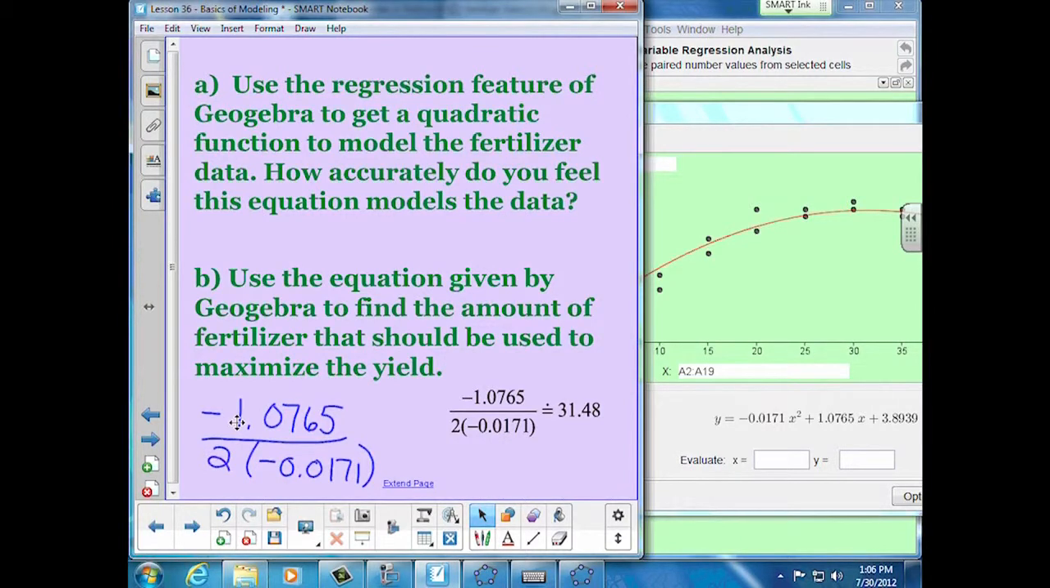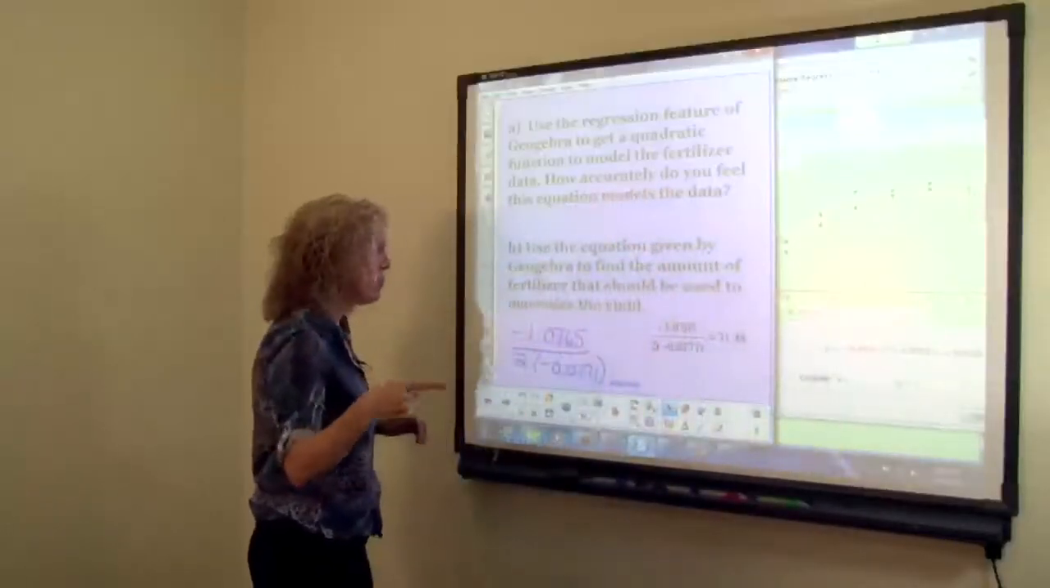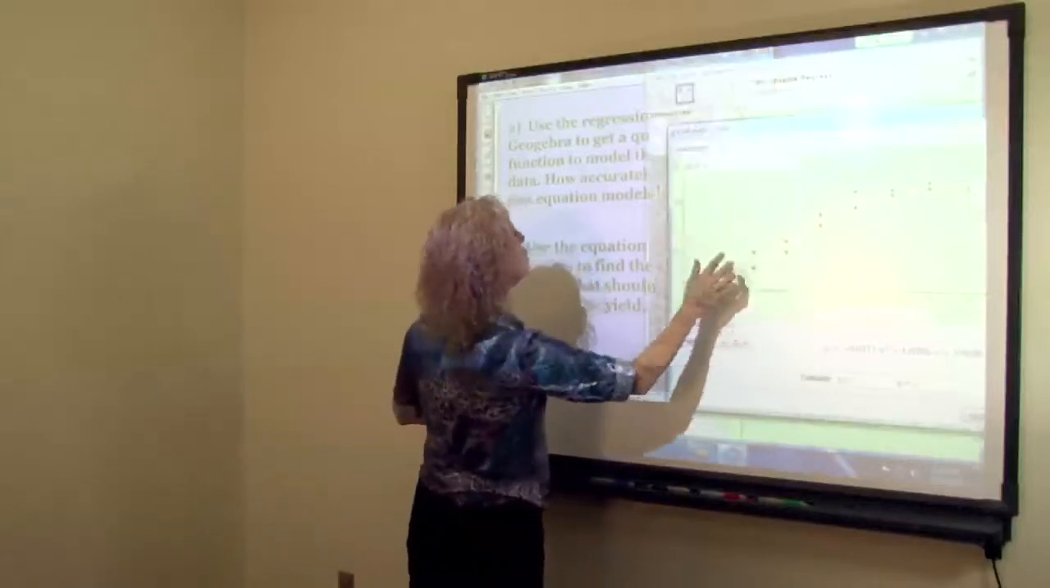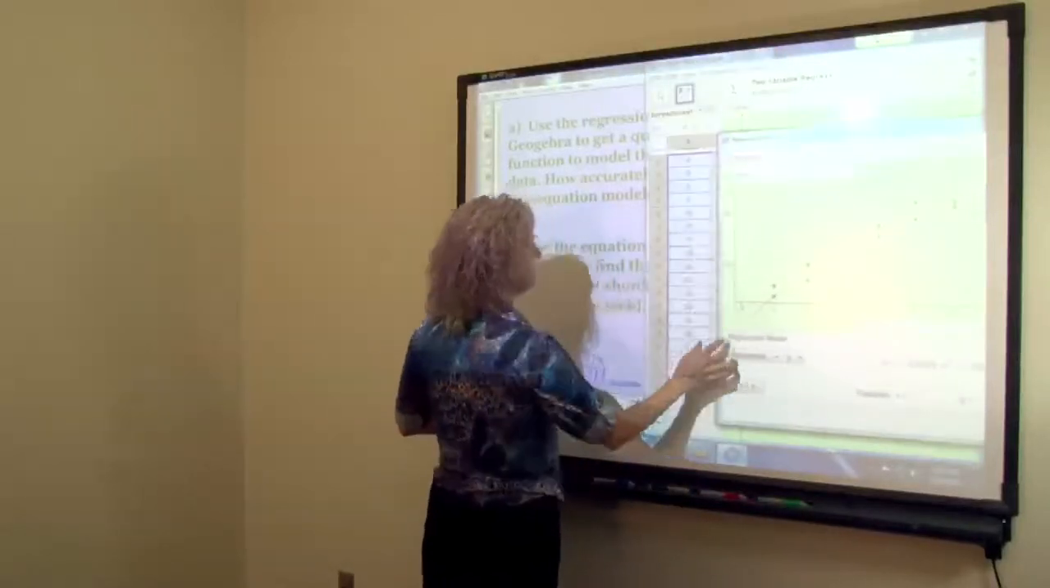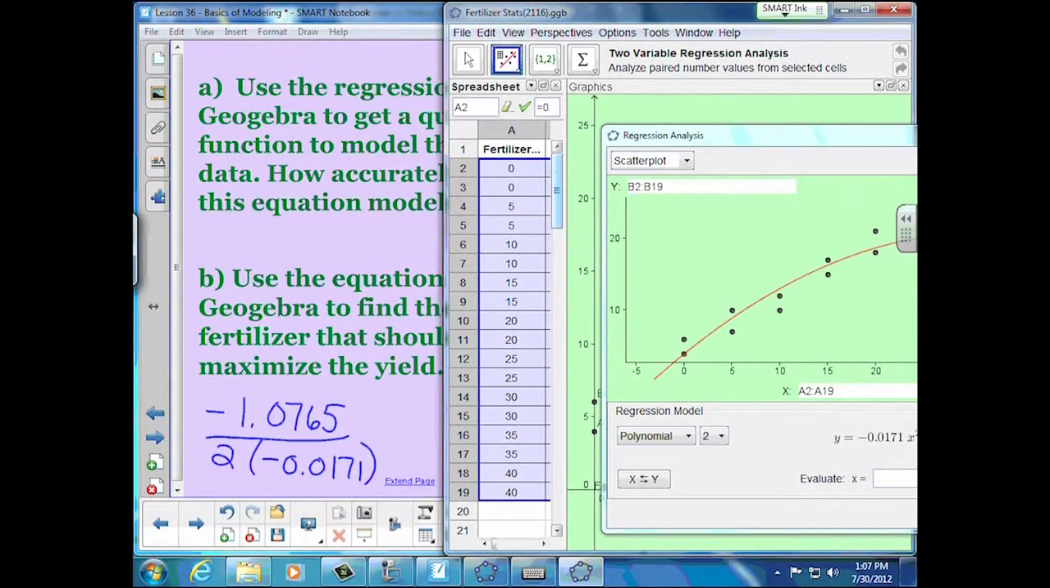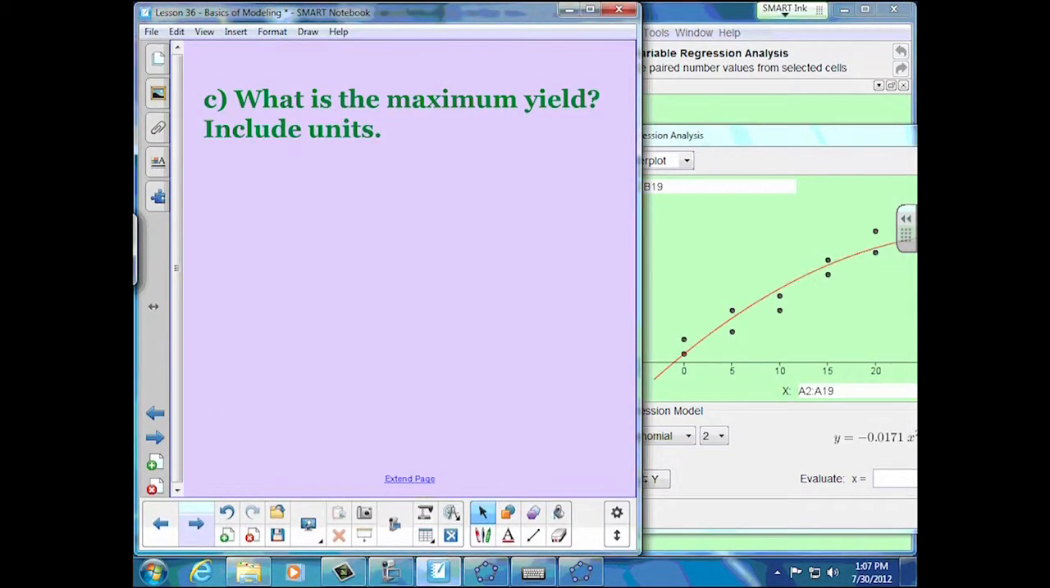So what does that mean? Maximum occurs where x is 31.48. What is the x-coordinate in all of this? Well, if you go back and look at the table, that's the amount of fertilizer. So if I put on 31.48 pounds per 100 square feet, I have got the maximum.